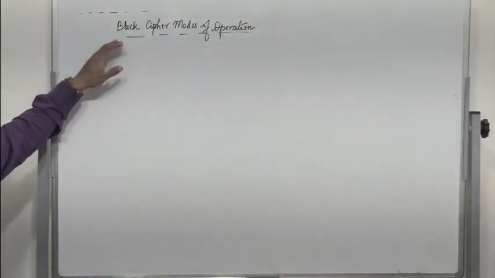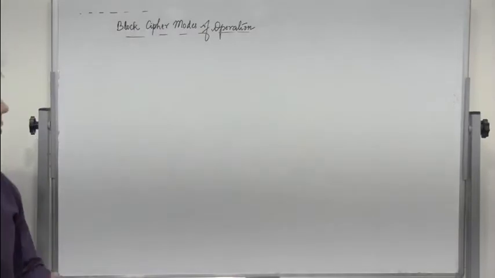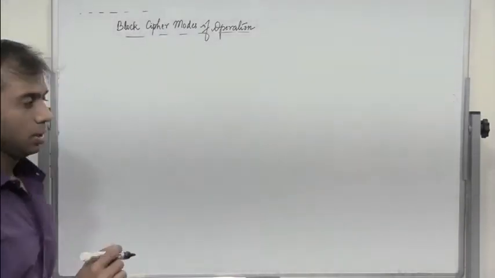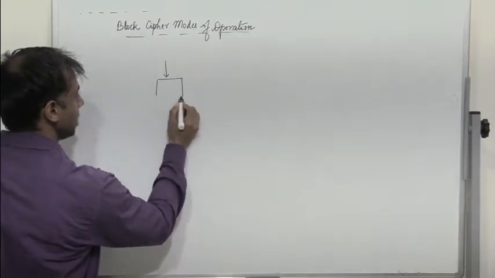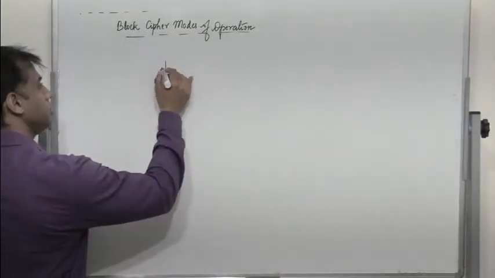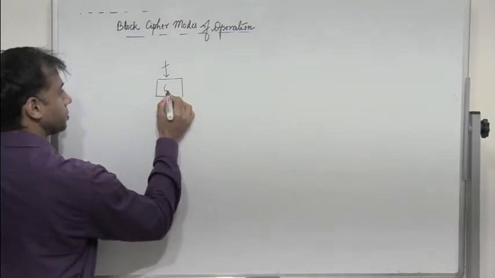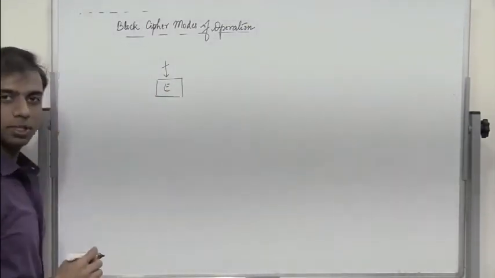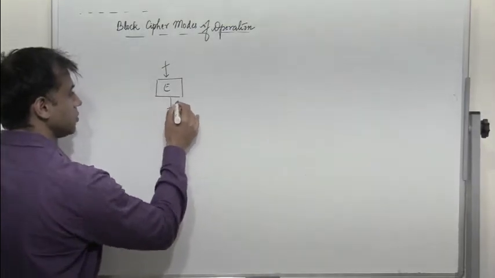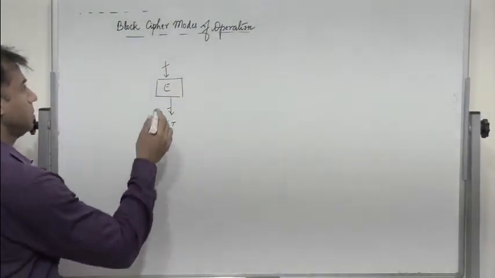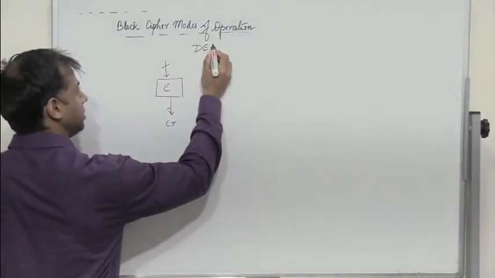In this video segment, we shall discuss the different ways in which a block cipher can be used or operated. Now, what is a block cipher? A block cipher is a symmetric cipher which takes in a block of bits and feeds it to the encryption algorithm and produces the ciphertext which is of the same length. The best example happens to be DES.